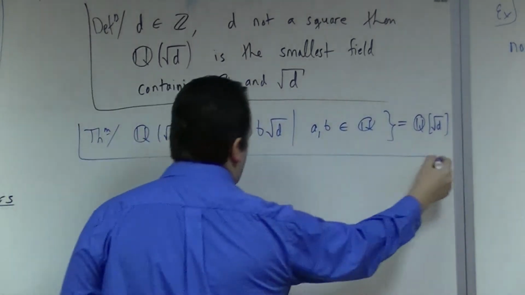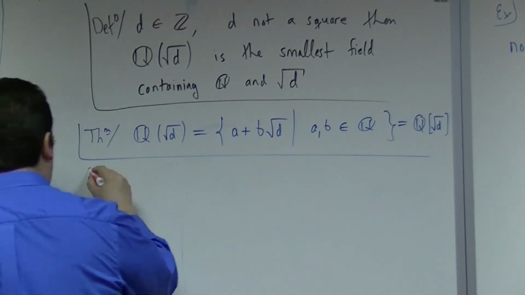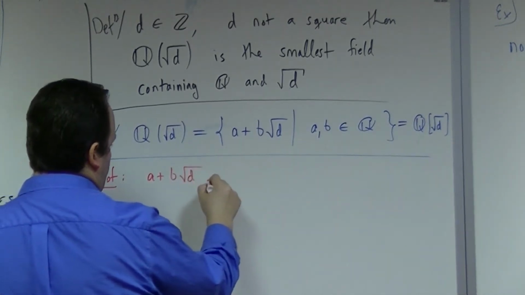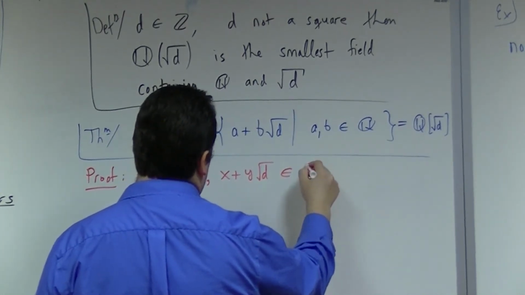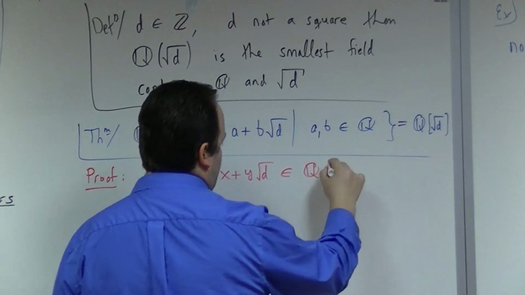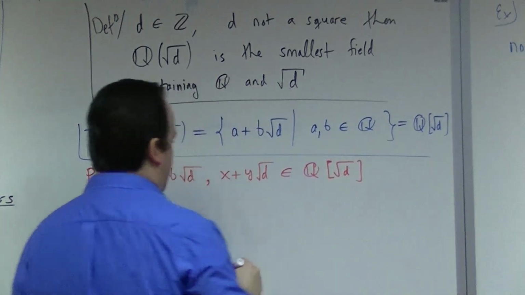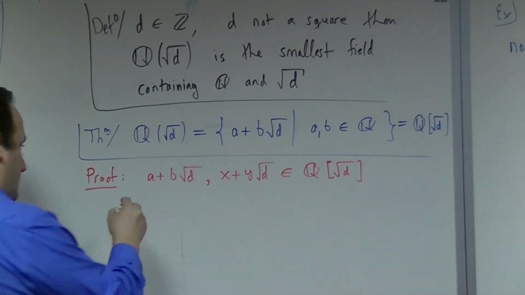Proof. So take A plus B square root of D, and let's say X plus Y square root of D. To avoid logically assuming the conclusion, I'll use the square bracket to start with, because that's something we defined already. So I'm not begging the question. But this notation says that this is a field. So you add them or subtract them.